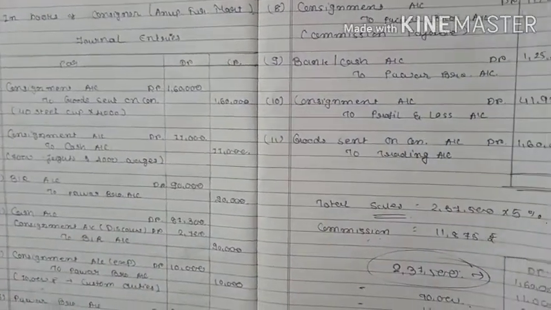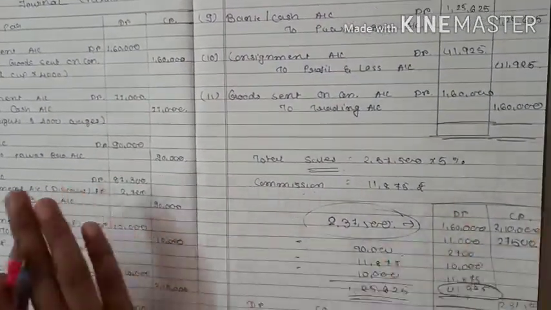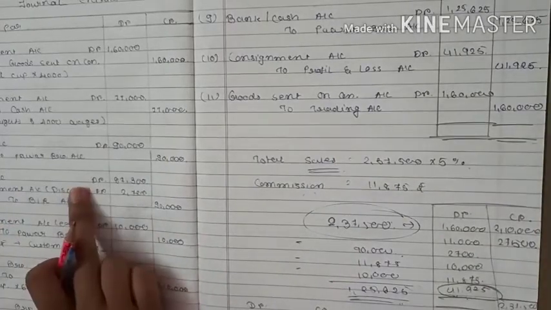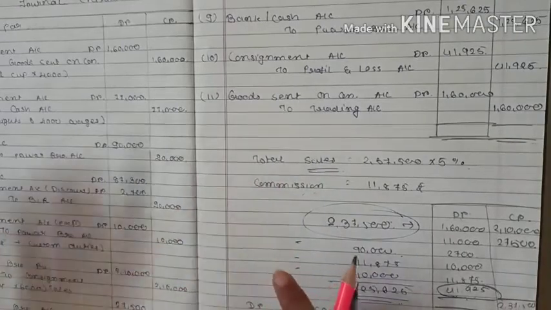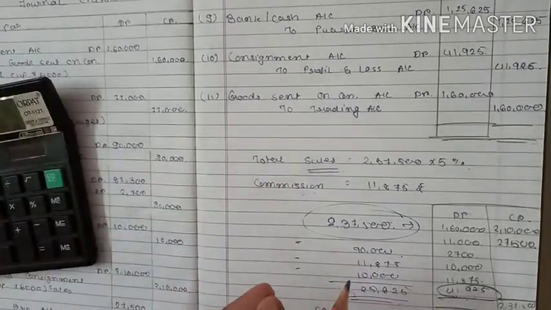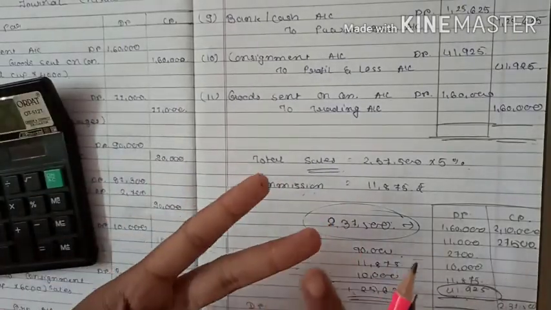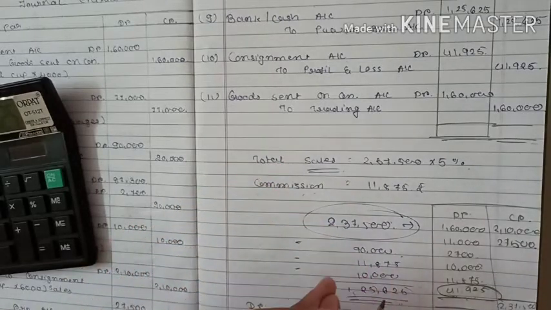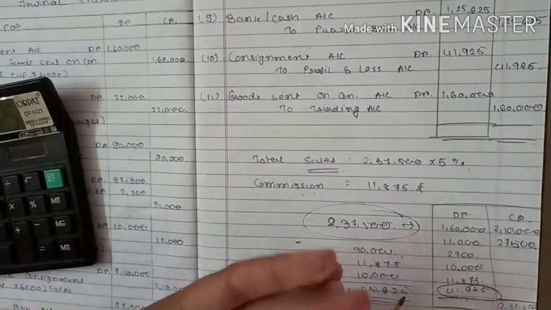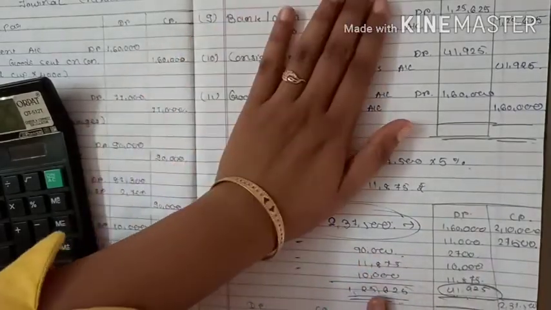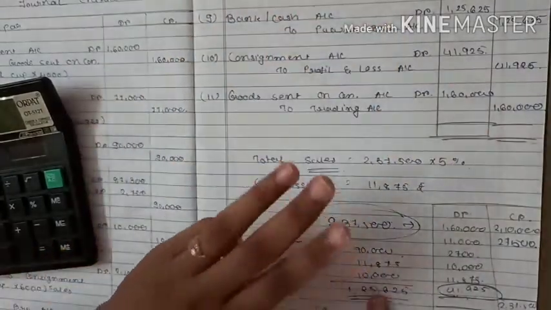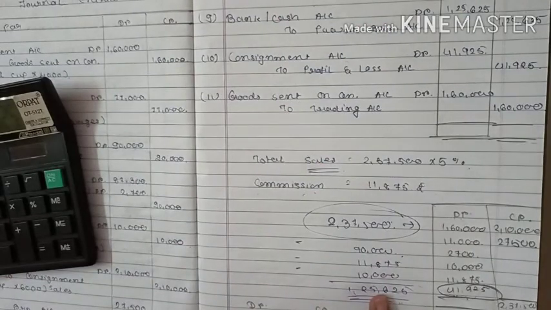Understood? On the basis of these journal entries, you have to make 3 accounts. First is the consignment account, then the consignee account, and the goods sent on consignment account. This is your homework. On the basis of these journal entries, you have to make these 3 accounts. Okay, thank you.